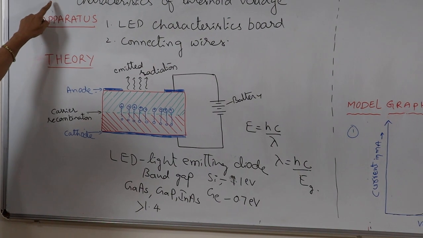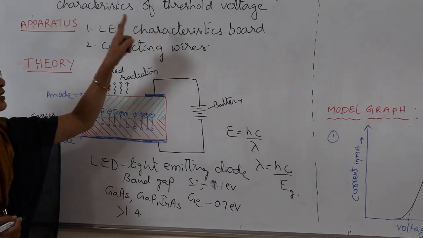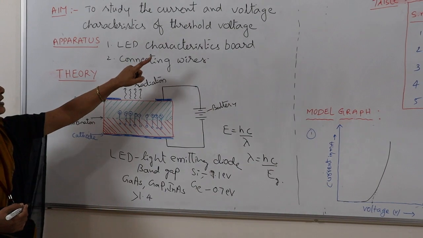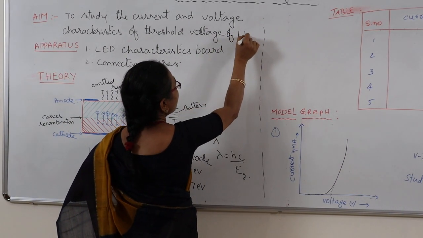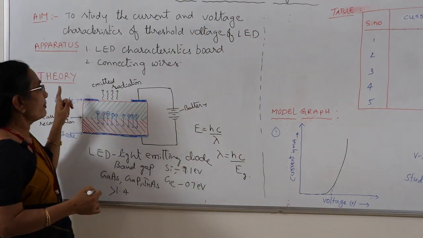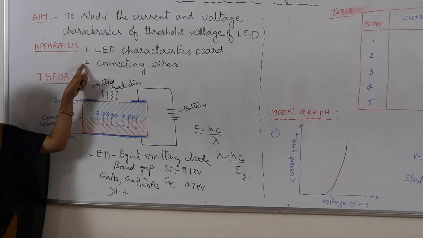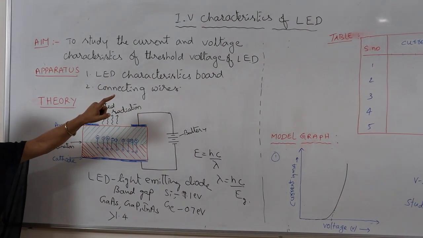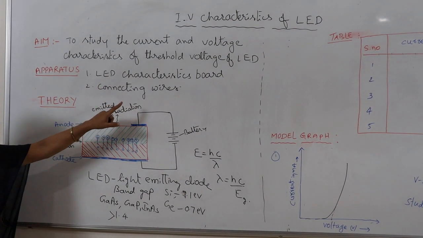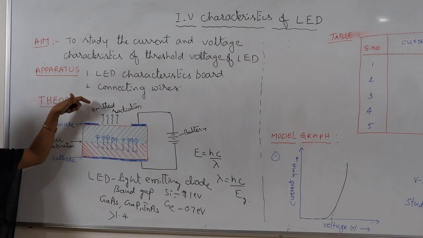The aim of this experiment is to study the current and voltage characteristics and the threshold voltage of the given LED. And the apparatus that is required is a kit, which is the LED characteristics board, and second, connecting wires. Very simple apparatus.